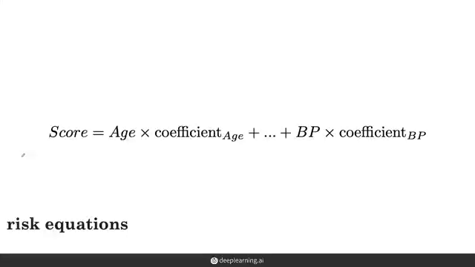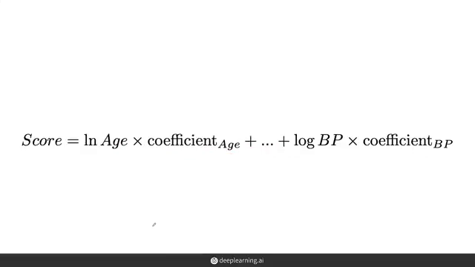The prognostic models we've seen so far express score as a sum of a feature times the coefficient associated with that feature. For example, if we had the age feature, we would multiply it by the coefficient associated with age, and repeat that for other features like the blood pressure, and then sum up all of the contributions to get a sum score. This is what's called a risk equation.